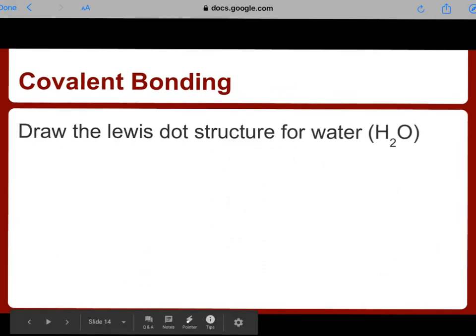Right, let's try another one. See if you can draw the Lewis dot structure for water. And actually, let's take it all the way to the structural formula. Let's make the structural formula for water. Okay, so you can pause and give that a try.